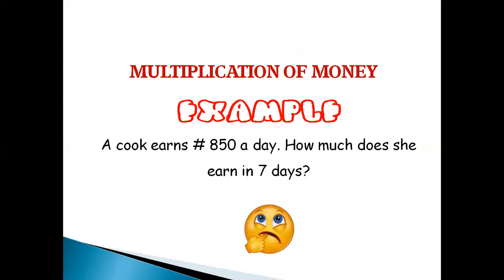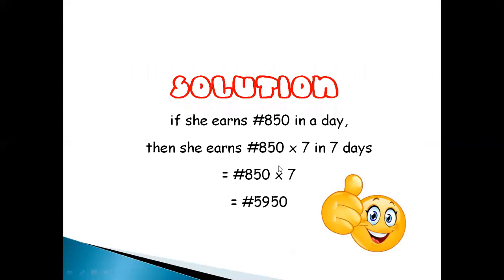Now let's look at multiplication of money. How can we multiply different denominations of money? Let's look at this question together. A cook earns 850 naira a day. How much does she earn in 7 days? So that simply means 850 naira in 7 places. What am I supposed to do? I would multiply 850 naira times 7. That's just what I need to do.